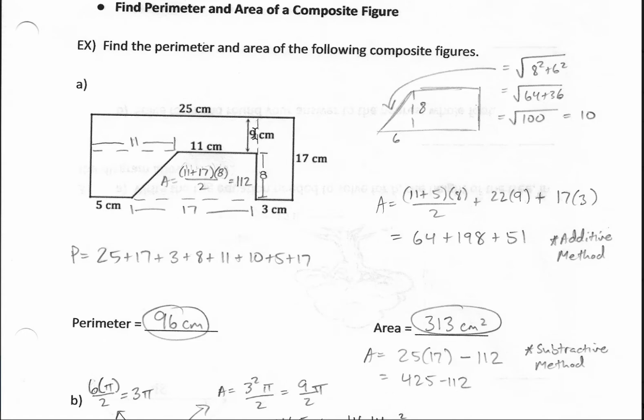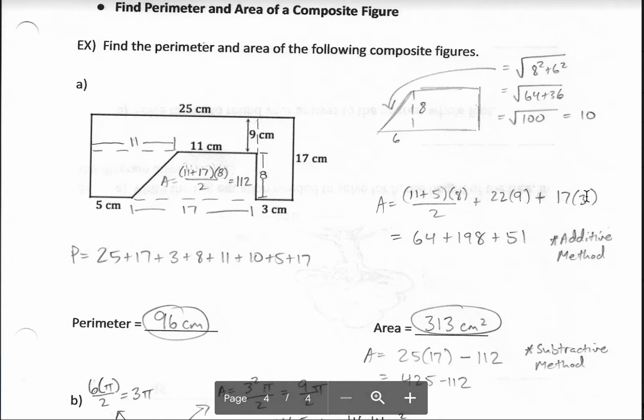I see that I have a rectangle here on the right. So if I know that my length times my width will give me my area there, I can figure that out. I'm given 3 as a width here and 17 as a length. So I could find that area, just 3 times 17, and I would get 51.